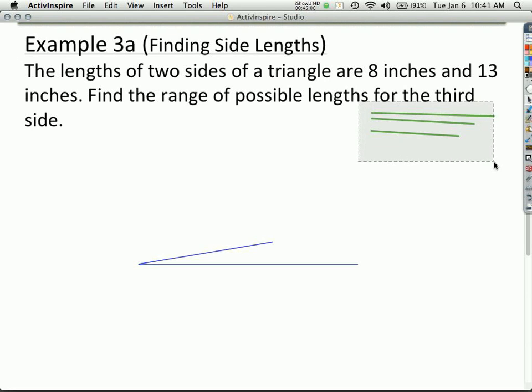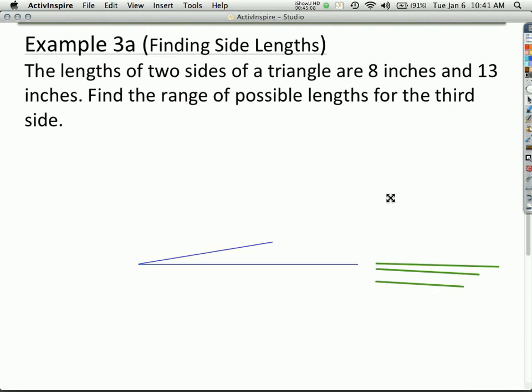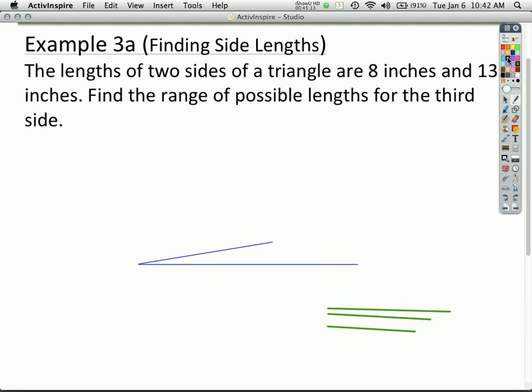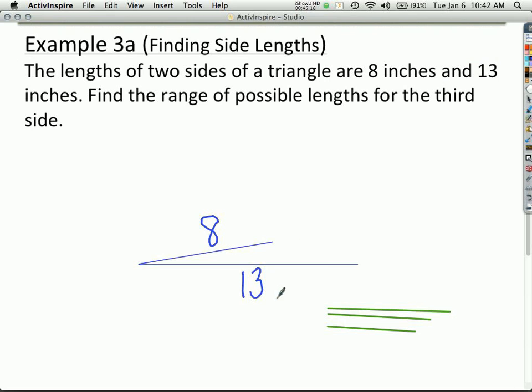Okay, so let me get these out of the way, and now let's use math to try and figure this out. If this is the 8, and this is the 13, and we don't know what this is, what would we call it? We'd call it x, or some variable. And so that means that we have the side lengths 8, 13, and x. But we don't know if x is the biggest, the middle, or the smallest. We don't know what length it is yet.